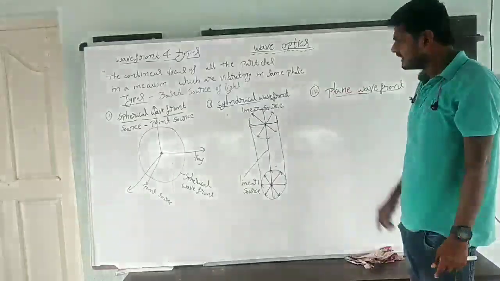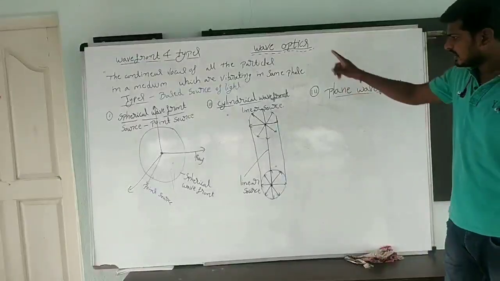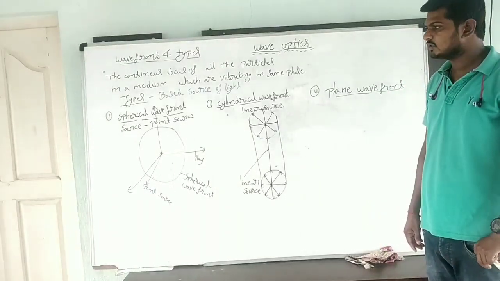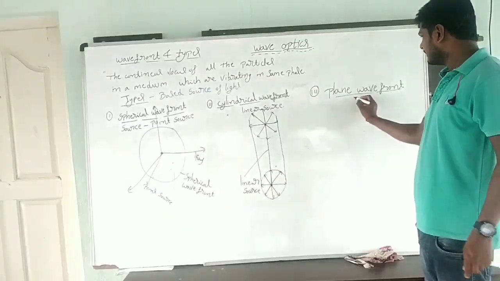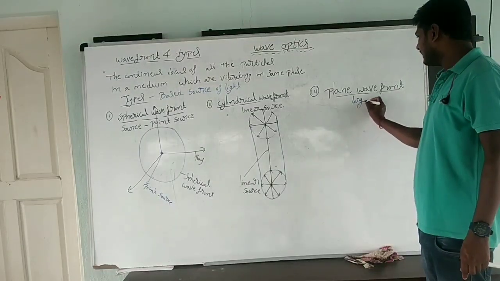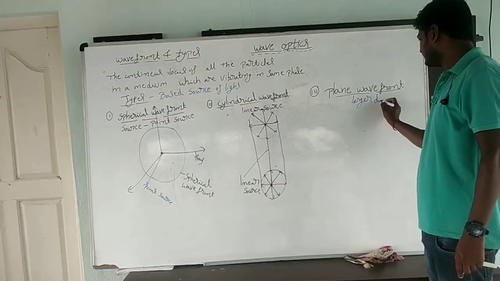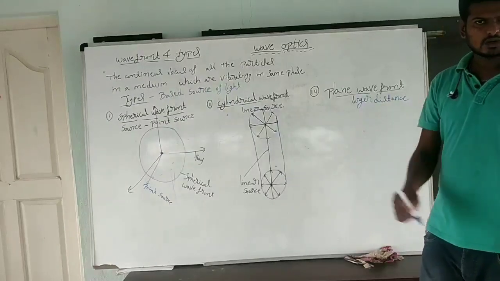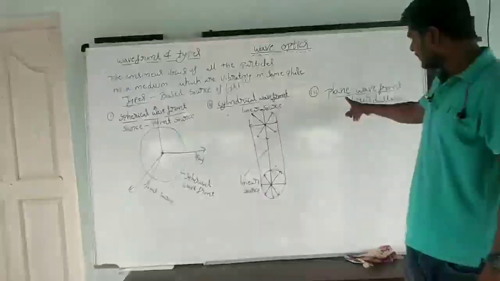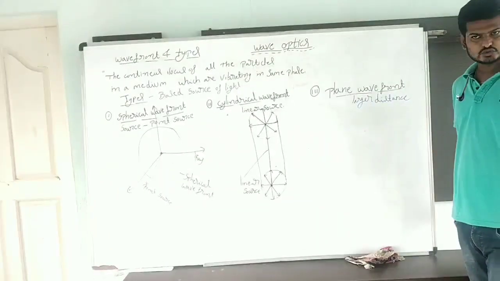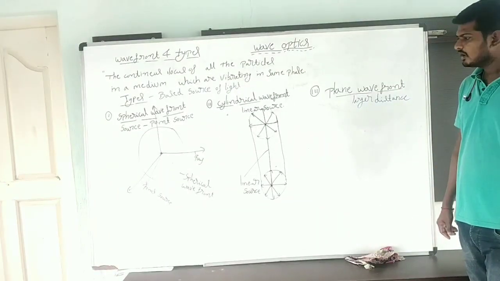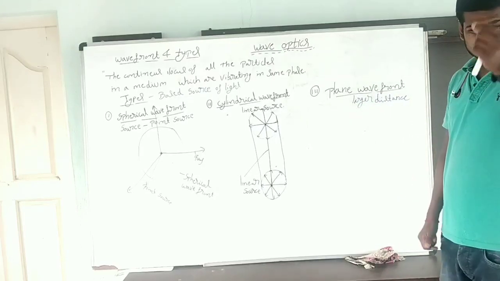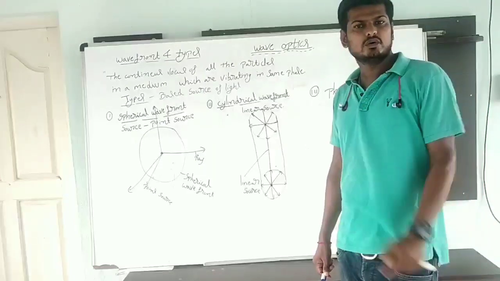Same way, the plane wave front means here the source may be either a linear source or a point source, where they are going to travel a larger distance, or infinite distance. Okay, they are going to travel a larger distance. These are the wave fronts produced from the linear source or point source. Yes, now linear source or point source that travels from a larger distance.